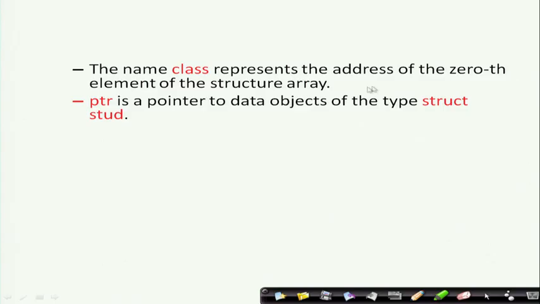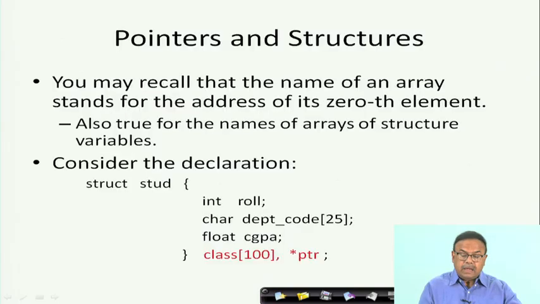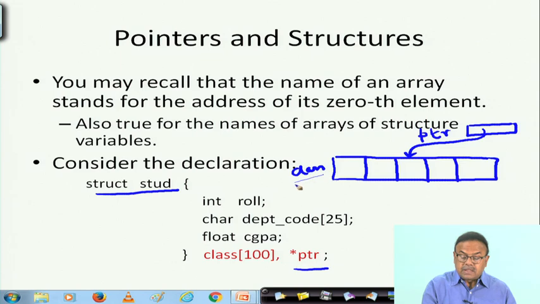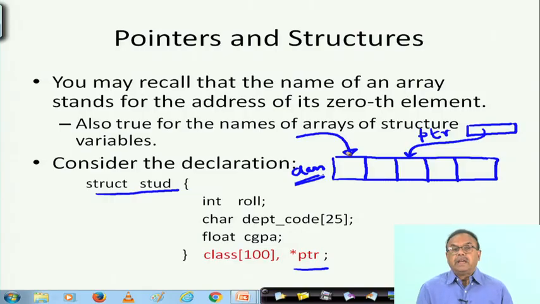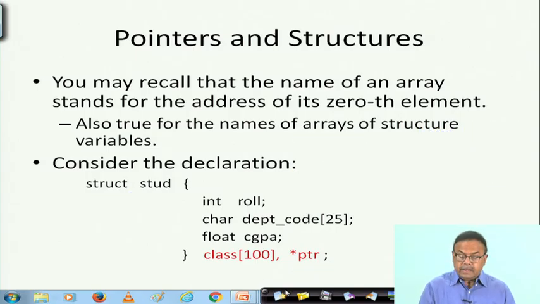The name class therefore represents the address of the 0th element of the structure array. So, if we go back, if I have this, then this class means it is a pointer that is pointing to this element class 0. All right, just like an array.